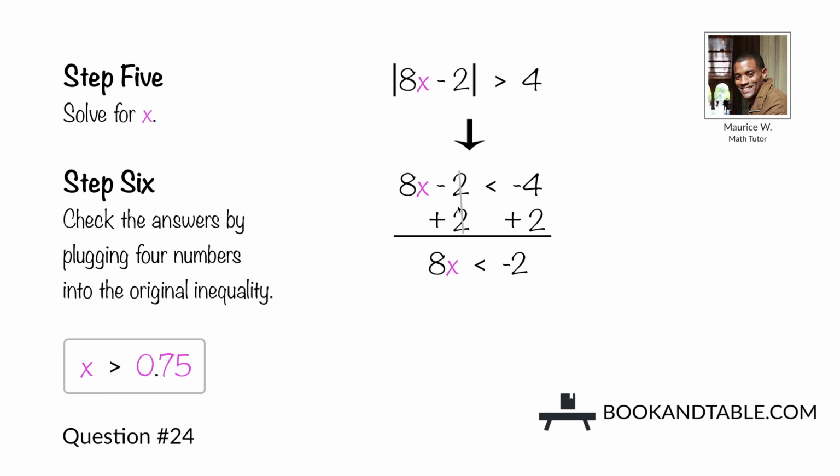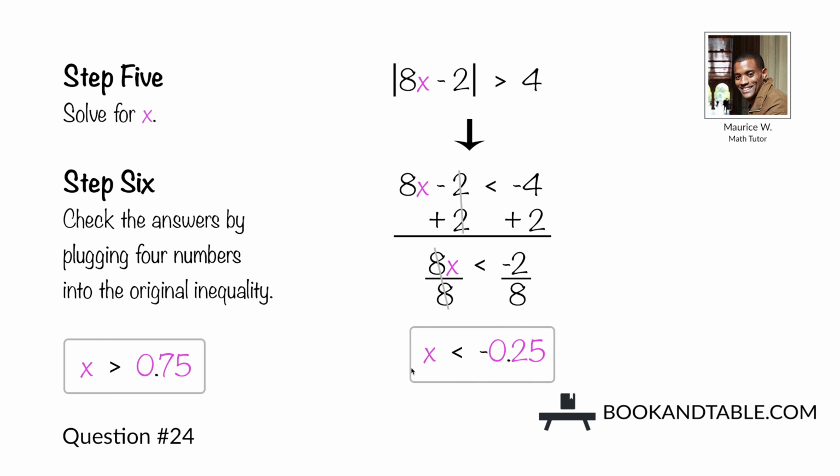So you add 2 to both sides, giving you 8x on the left side. Negative 4 plus 2 is negative 2 on the right side. To get rid of this coefficient of 8, we divide both sides by 8, leaving us with x is less than negative 2 over 8 is negative 1/4, which is negative 0.25.